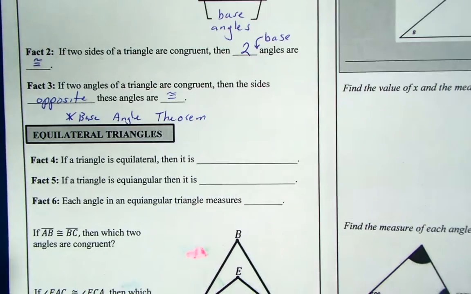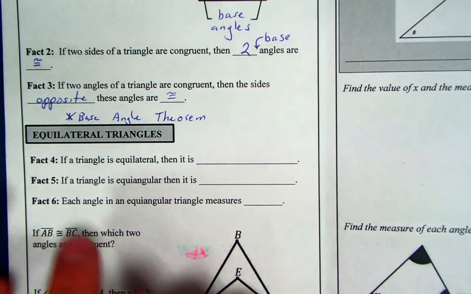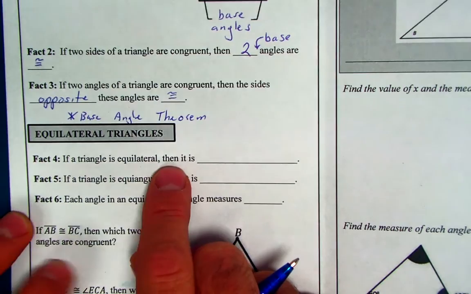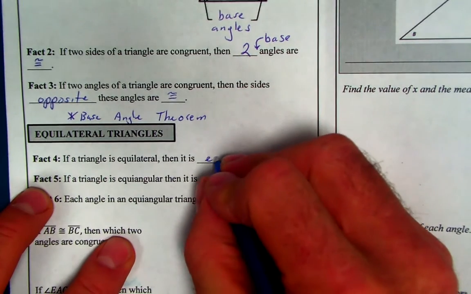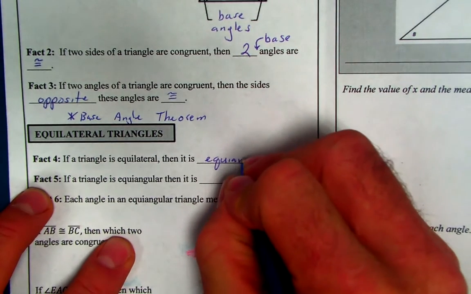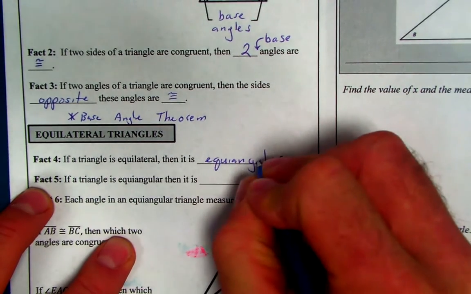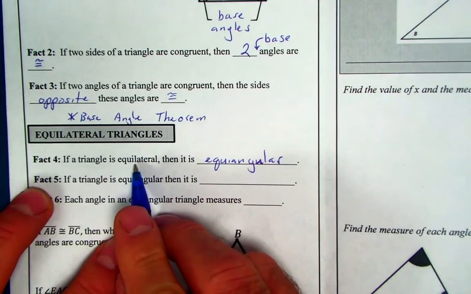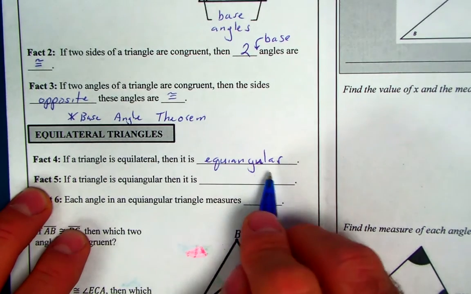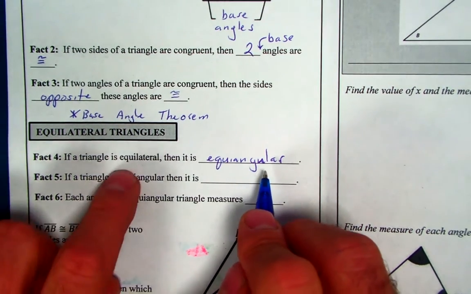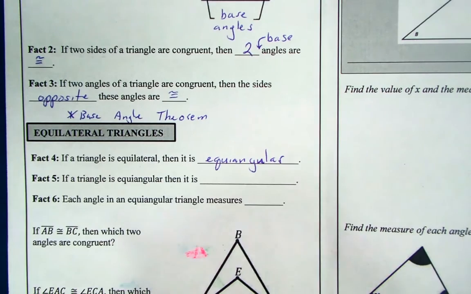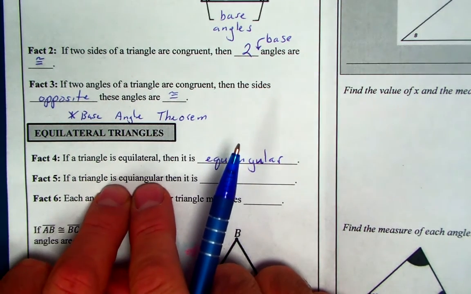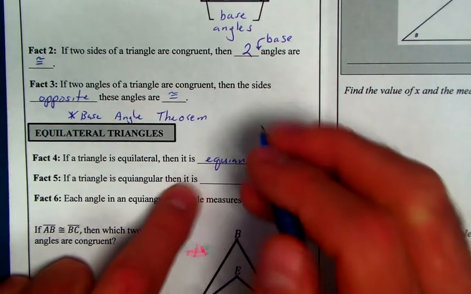All right, equilateral triangles. We've got these three facts. If a triangle is equilateral, then it's also equiangular. Equilateral means all three sides are congruent. Equiangular means all three angles are equal in measure. And again, the converse is true. If all three angles of a triangle are congruent, then all three sides are congruent, so it's also equilateral.